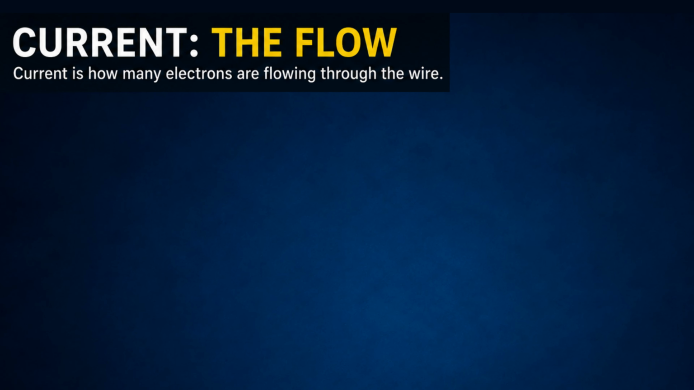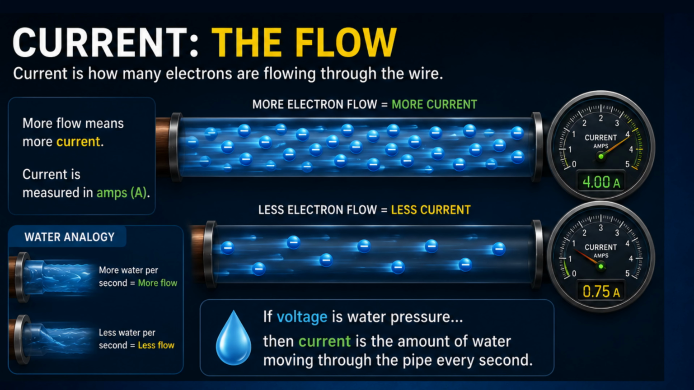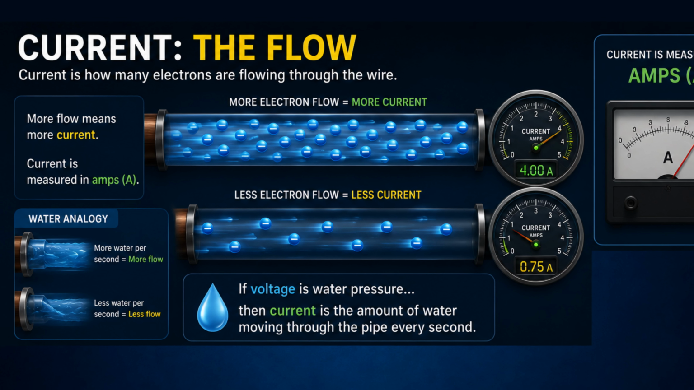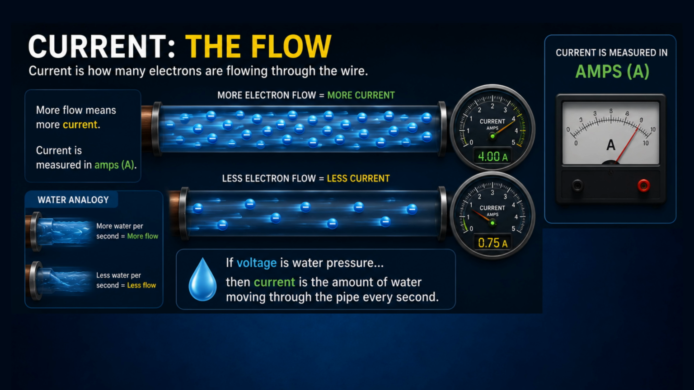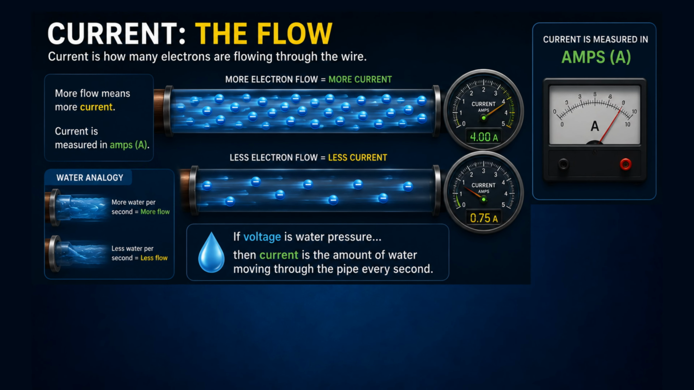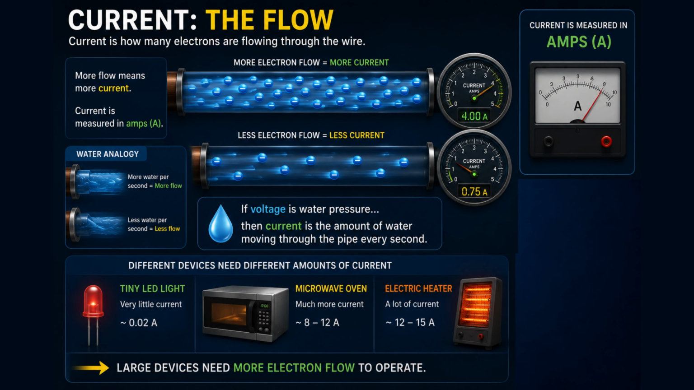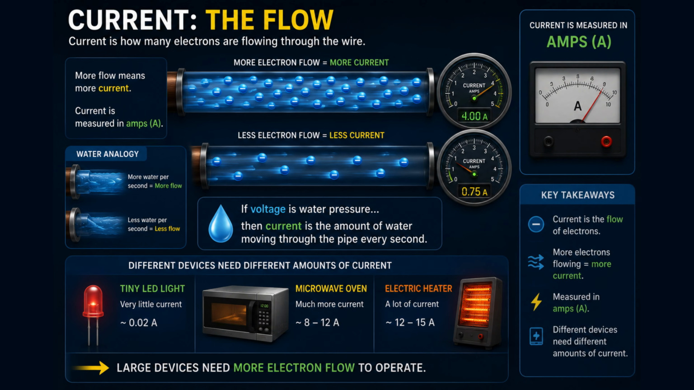Now let's talk about current. Current measures how many electrons are flowing through the wire. More flow means more current. Current is measured in amps. If voltage is water pressure, then current is the amount of water moving through the pipe every second. A tiny LED light needs very little current, but a microwave or electric heater needs a lot more. Large devices need more electron flow to operate.